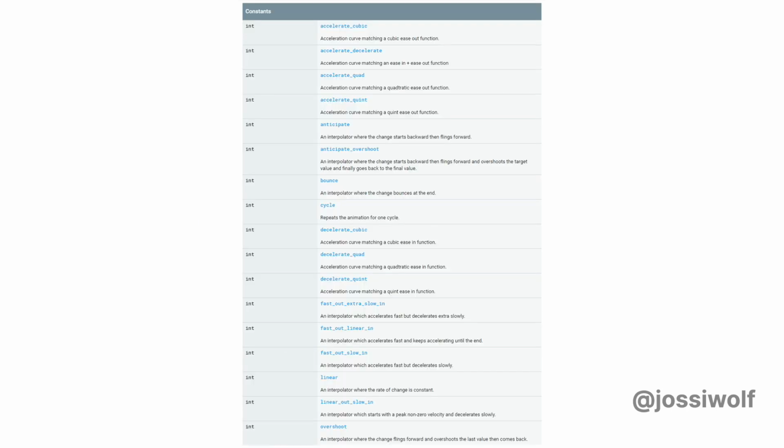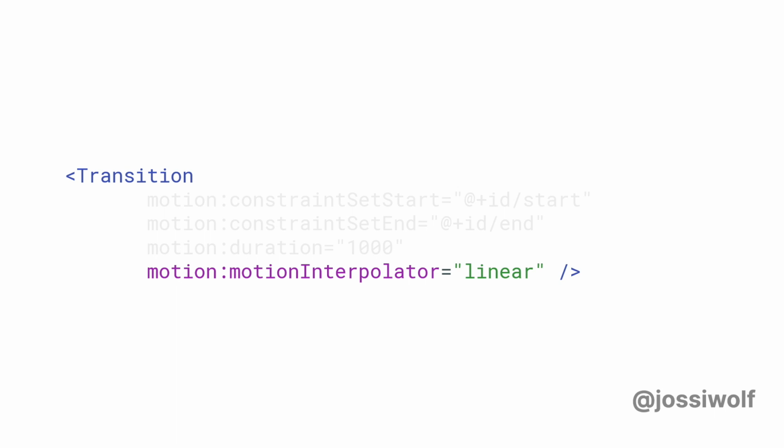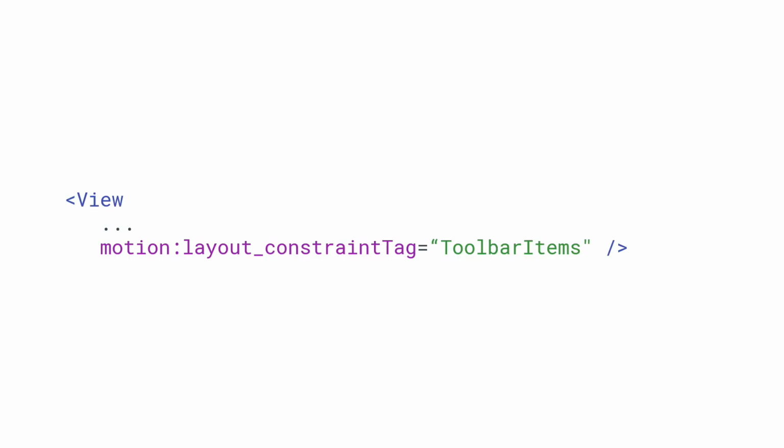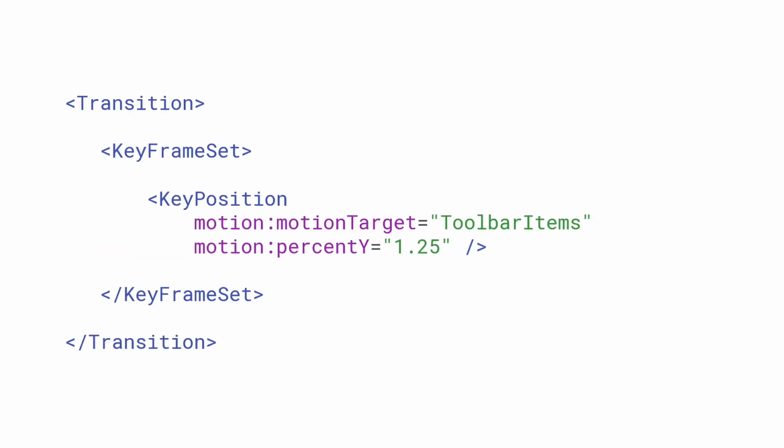Also, interpolation is something MotionLayout supports. All those interpolators, this long list from the documentation, you can set with the motion interpolator tag. What's next? Target matching. There's some awesome stuff coming in the next alpha version where you can define a constraint tag, it's called. So maybe you have like this group of items which belong to a group toolbar items. And when you define the key position, you can have the motion target actually as this group name. You can also use some crazy regex stuff and so on. So that's all going to be really useful to minimize the code that you have to write.